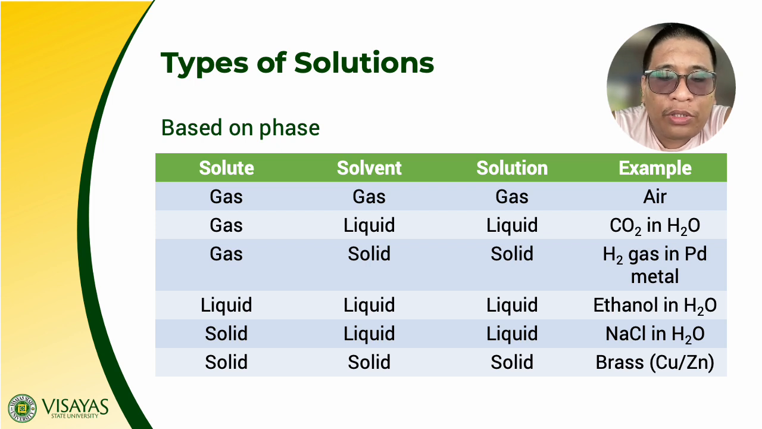Other phases include liquid solutions containing a liquid solvent and liquid solute, as well as a liquid solvent and a solid solute. And then the last one would be a solid solution containing both solid solvent and solid solute, which is basically all about alloys, or examples of those are alloys.